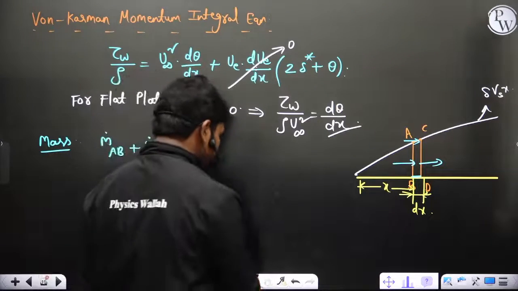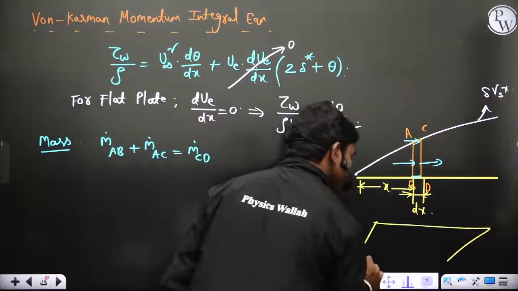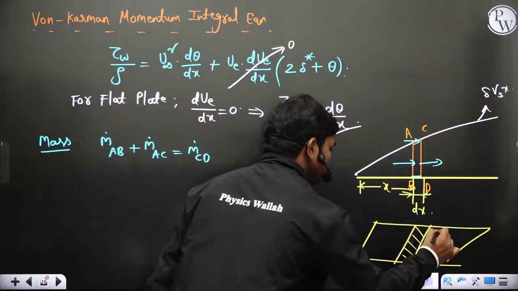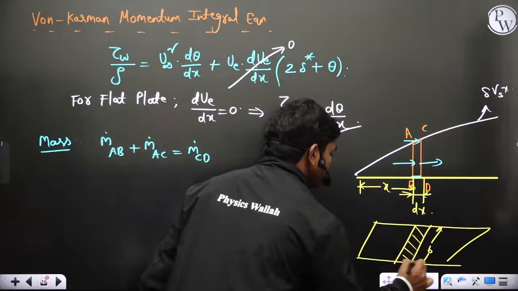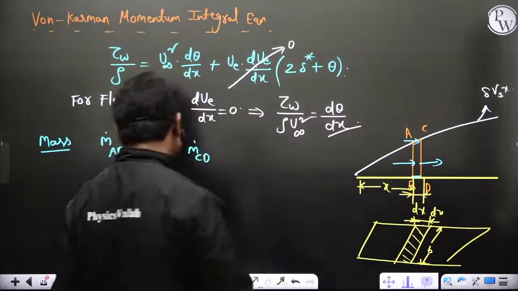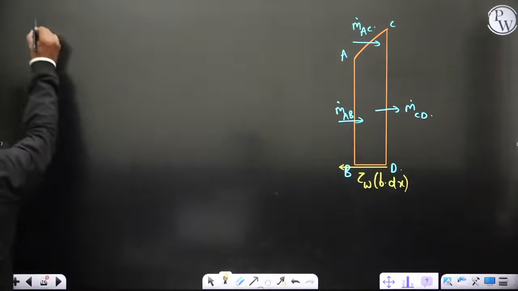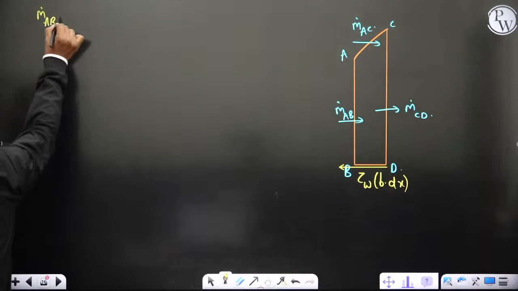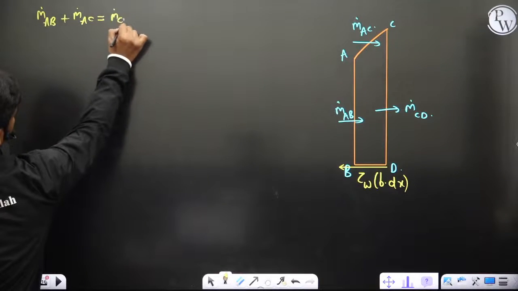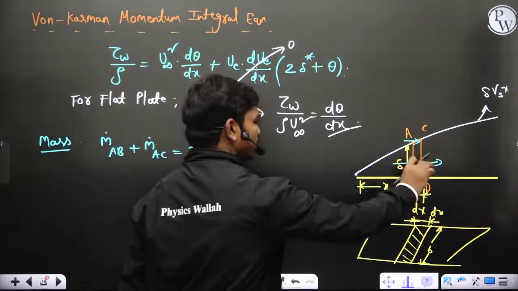If you take a 2D view, you can understand, this is like this area. So this thickness is b and this is dx. So this is the area. For the volume of the fluid above that area, we are applying the control volume. So the first thing that you know is the mass balance: m dot AB plus m dot AC is equal to m dot CD. And clearly this is delta and this is also delta, because this dx is very small.